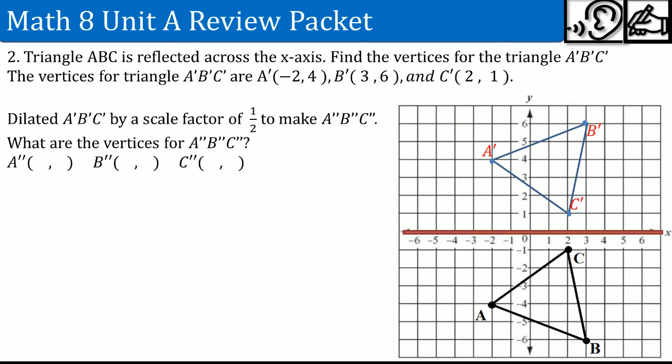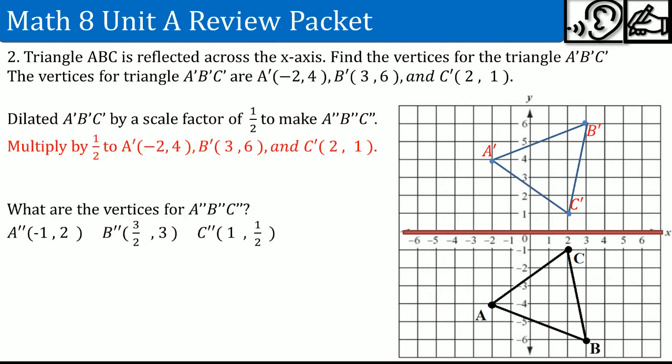B, which is 3, 6, that's correct. And C, which is 2, 1, that's correct. Good job. Okay, I got it correct this time. I didn't make a mistake. Here now, you want to multiply by 1/2 to this point. That's what I wrote there. Then you want to multiply 1/2 to this point.